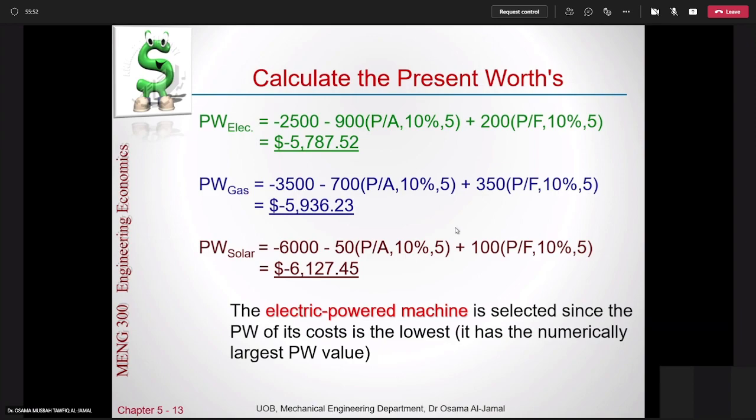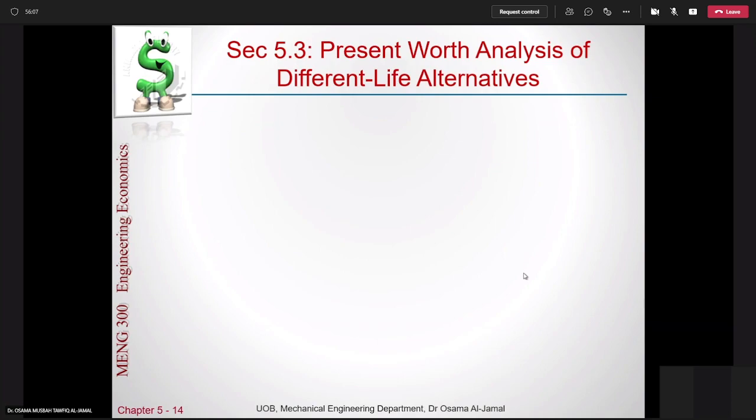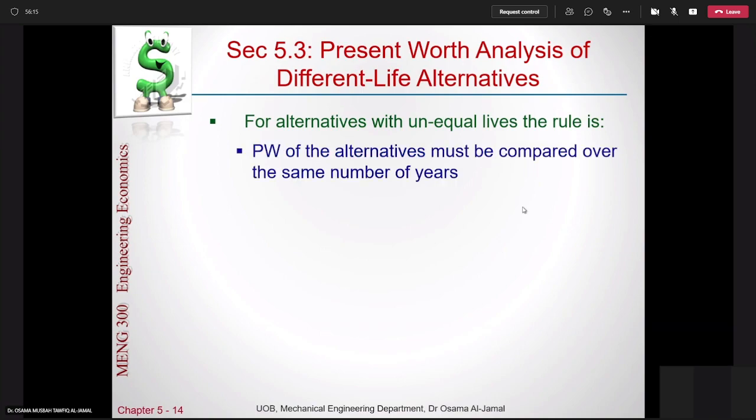Now for equal lives alternatives. Equal life alternatives, 5, 5, 5. All of them are of the same life. Now, what about if they are of unequal lives? Alternatives with unequal lives. So the present worth of the alternatives must be compared over the same number of years.